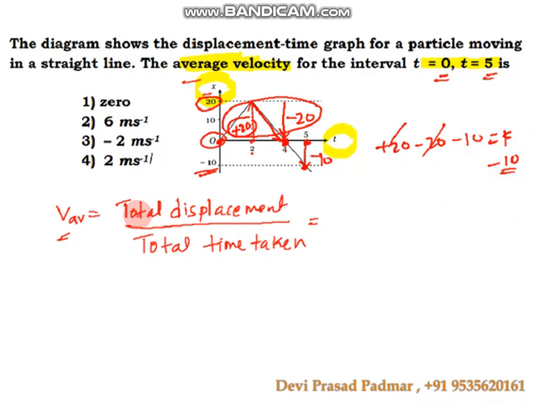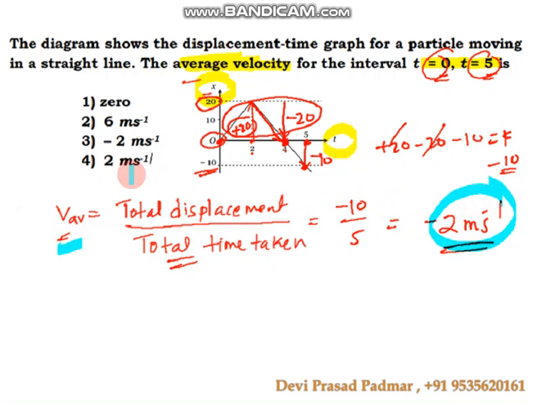So, here we can substitute that total displacement is equal to minus 10. What is the total time taken? That is from 0 to 5, that means 5. So, what do you get? Minus 2 meter per second. So, our answer is average velocity equal to minus 2 meter per second. If you look at the options, option 3 is the correct answer.